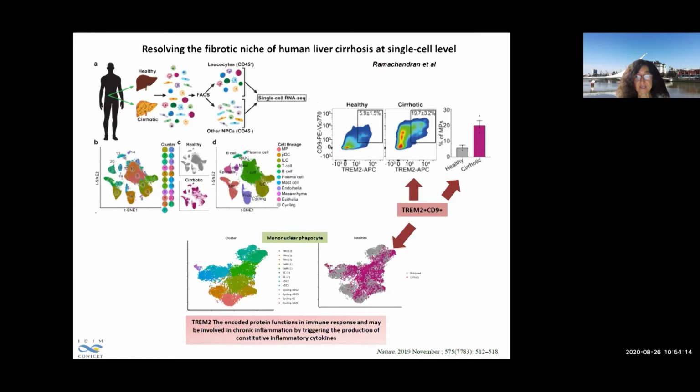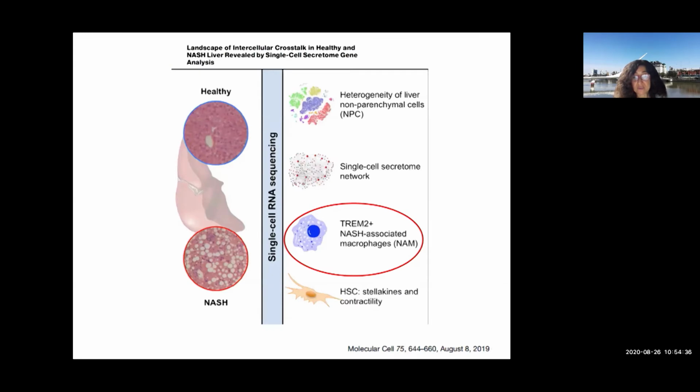This landmark study used single-cell transcriptomics to assess the non-parenchymal cell subpopulations in the fibrotic niche of patients with cirrhosis, and the authors identified a scar-associated cluster of macrophages, a TREM2 and CD9 positive subpopulation that expands in liver fibrosis. Using single-cell RNA sequencing analysis, here the authors also showed the reprogramming of liver non-parenchymal cells in mouse liver, and they identified 2 distinct subpopulations of cells characterized by low or high expression of TREM2. And these macrophages derived almost exclusively from the NASH livers.